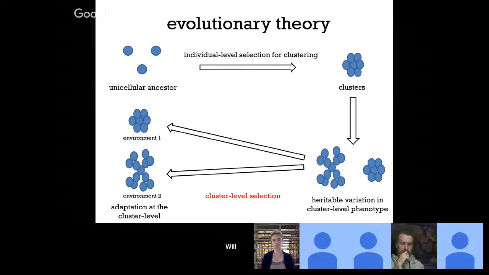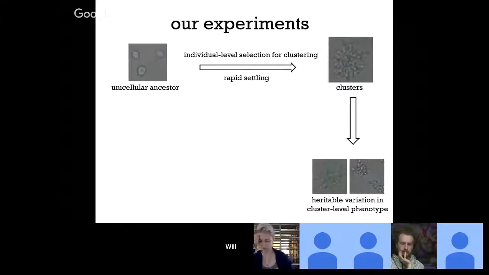And if that occurs, then they've made that sort of fundamental evolutionary shift to multicellular adaptation, where selection is acting on multicellular traits and the clusters are responding by multicellular adaptation. And if that's happening, then essentially, in my book, they've made the critical shift in evolutionary process, which is necessary for multicellularity. So in our experiments, we did select for fast settling, and we get the evolution of these clusters. And it turns out that clusters vary quite a bit in their multicellular phenotype, and that variation is very heritable.